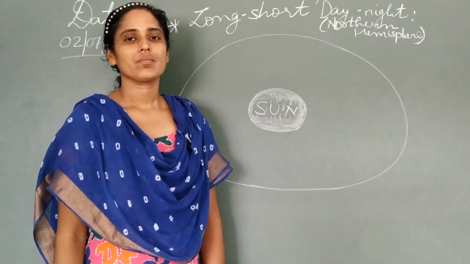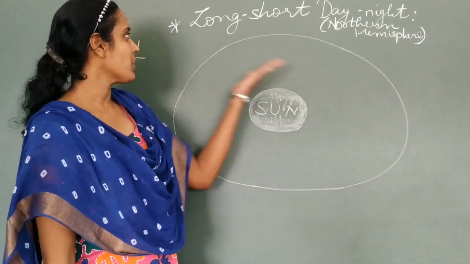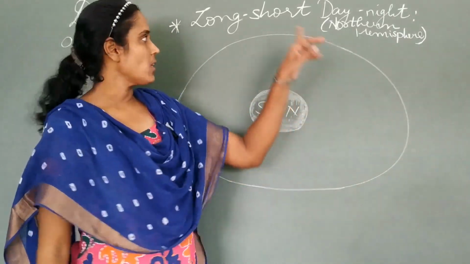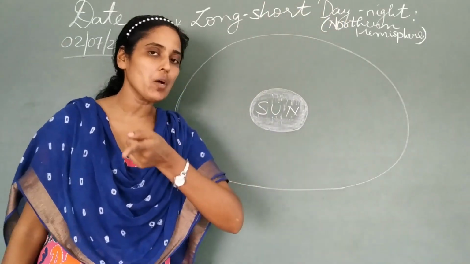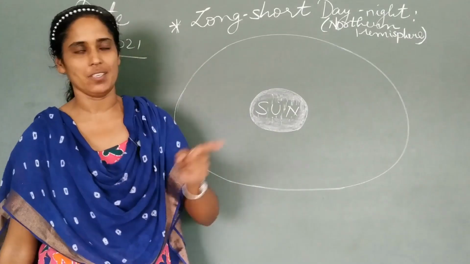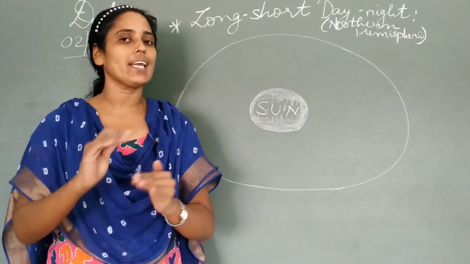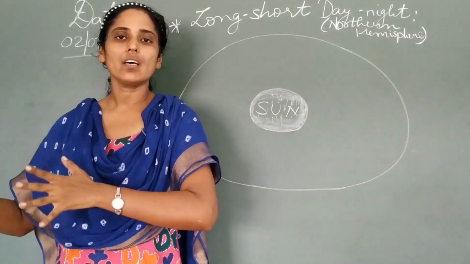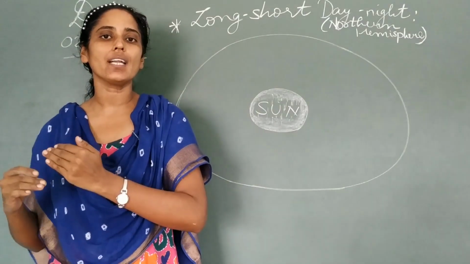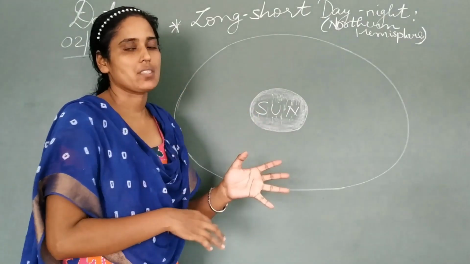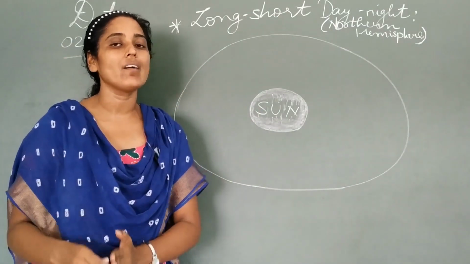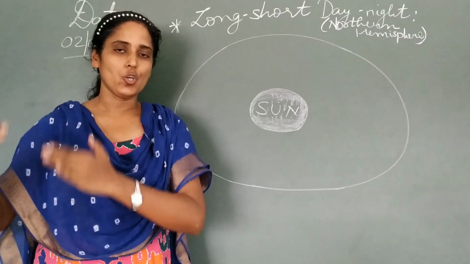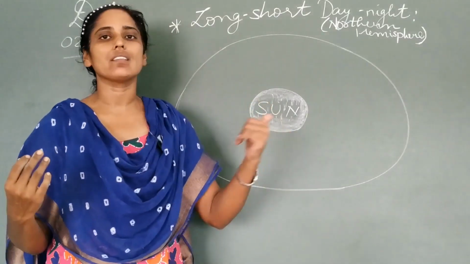Okay students? So students will come to the next diagram here. That is long, short, day and night. We saw the duration of the day and night. The previous figure was only day and night because of rotation. Now how the duration of day and night changes. That is in winters and summers how they have different timings. For example, in winters we have long nights, short days. In summers we have long days and short nights. How they occur, let me show in this figure.